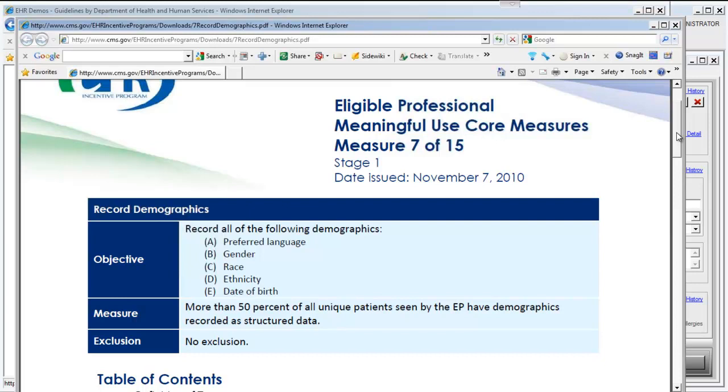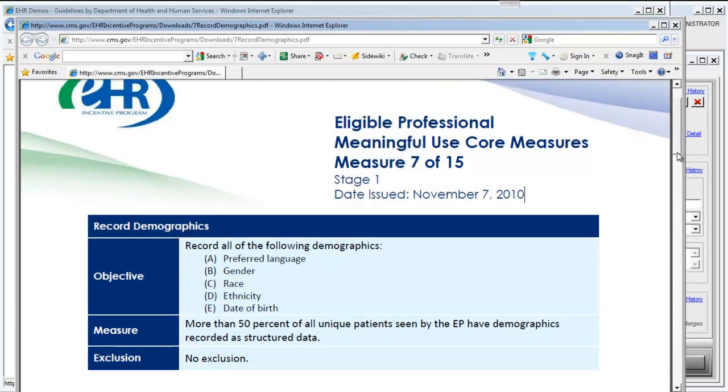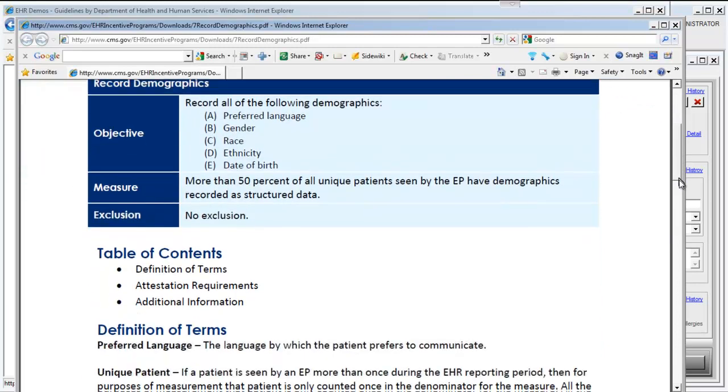These 5 distinct items need to be documented for more than 50% of all unique patients who have demographics recorded as structured data. So there are no exclusions for this measure. It applies to all of the providers who hope to achieve meaningful use. Let's scroll down a little bit and read more about some of these details.